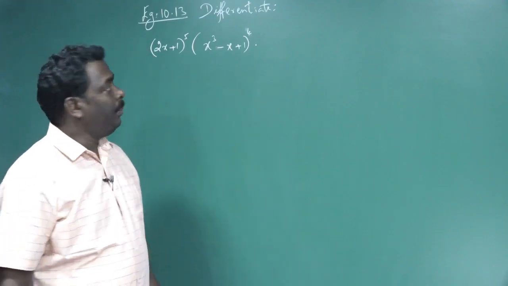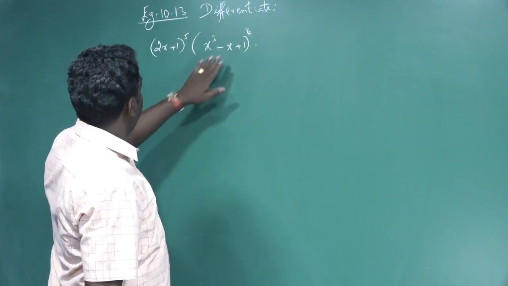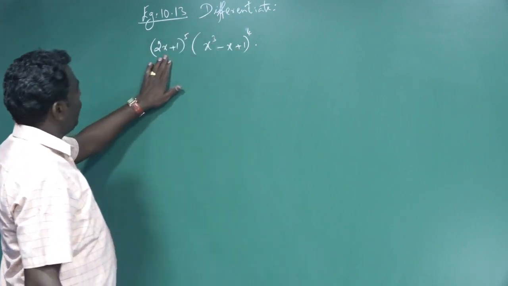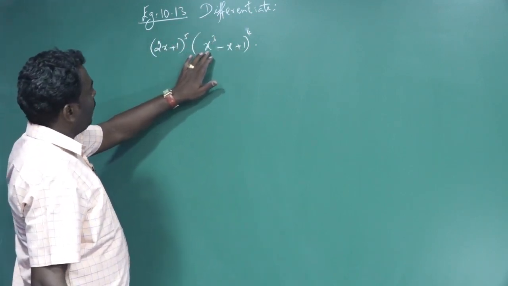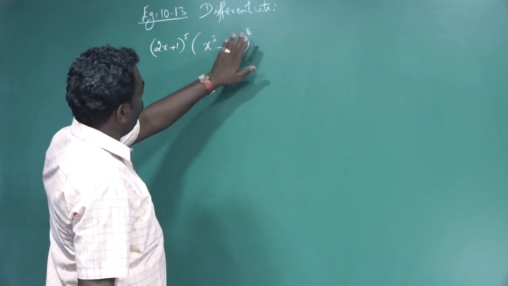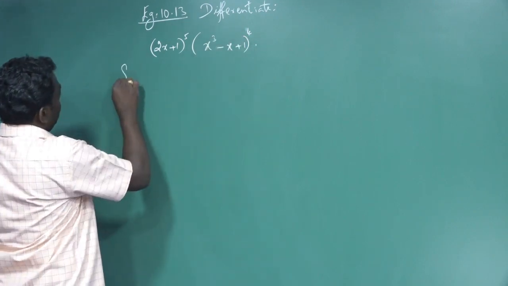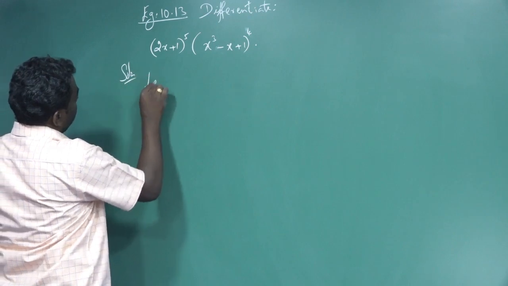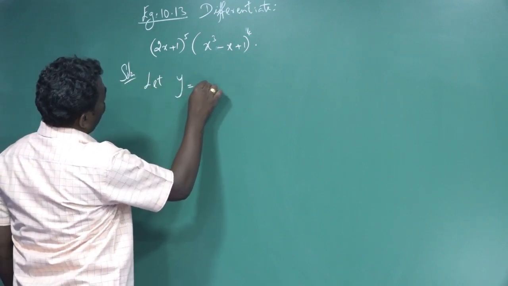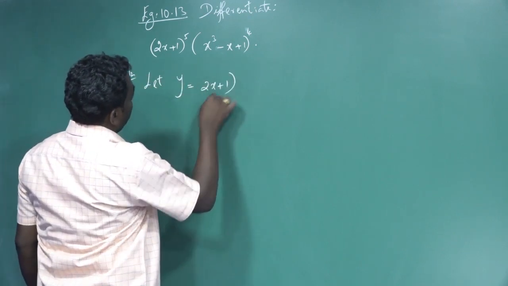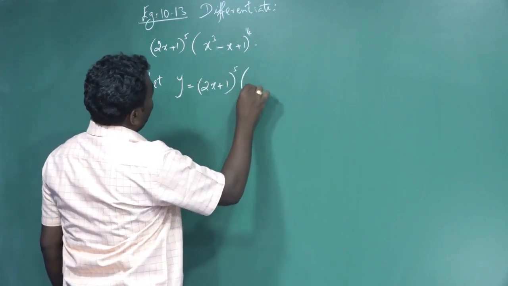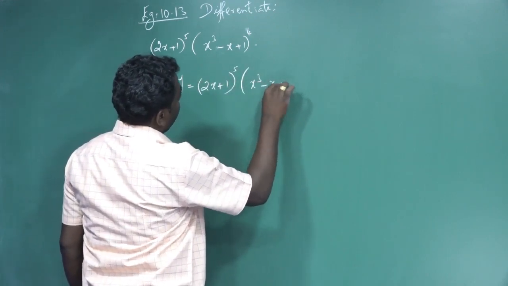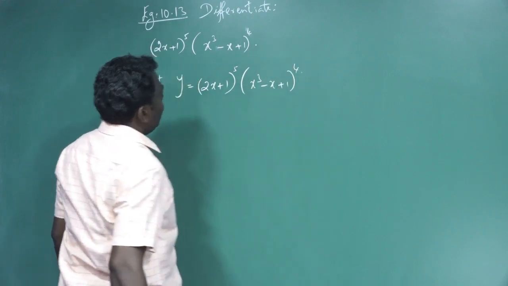Come to next example number 10.13. Differentiate the given function (2x + 1)^5 (x^3 − x + 1)^4. Now first let us consider y = (2x + 1)^5 (x^3 − x + 1)^4.